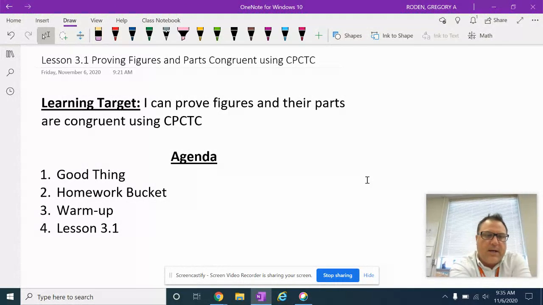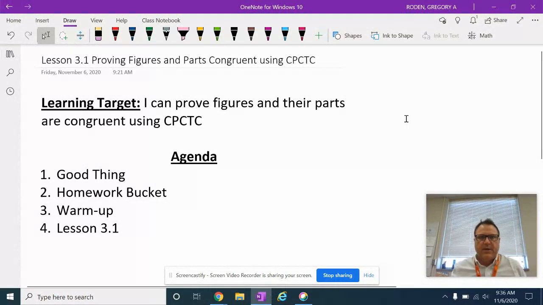All right, cool. So let's take a look at the warm-up today. What I like to do on warm-ups is a construction. I want to show you a cool construction. It's a really easy construction.